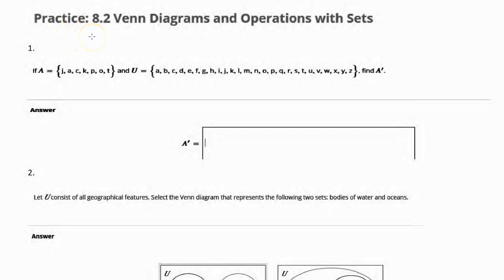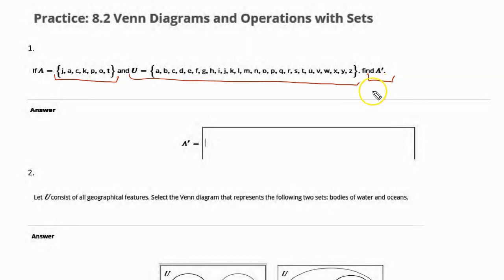Now in chapter 8, we skip part 1, but I gave you some background information on sets. We're going to take a look now at topic 2, Venn diagrams and operations with sets. So set A is this. The universe looks like our alphabet, and we're asked to find A complement.